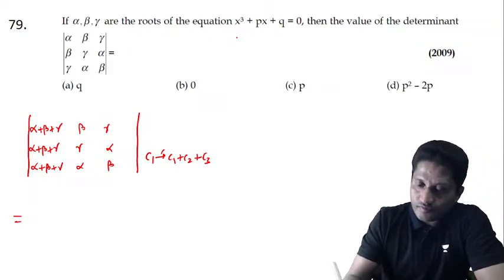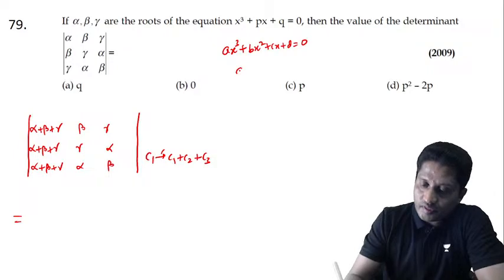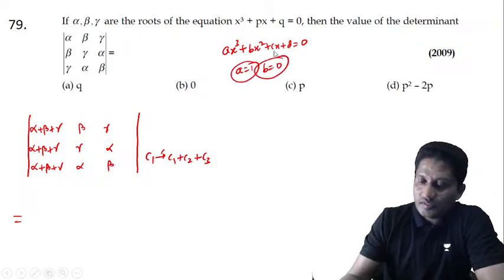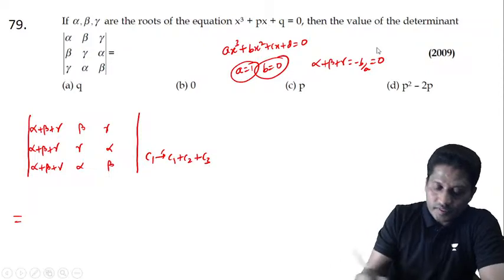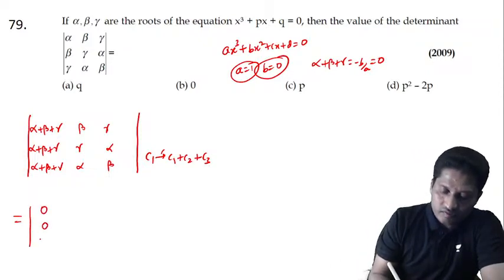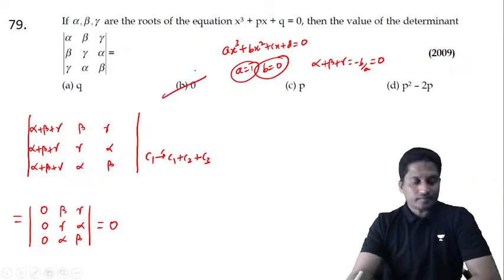Now this is of the form ax cube plus bx square plus cx plus d is equal to 0. If you compare, a is equal to 1 and b is equal to 0. The sum of the roots, alpha plus beta plus gamma, is equal to minus b by a, which is equal to 0 because b is 0. So this is 0, 0, 0. By the all-zero property, this should be 0. The answer is option B.